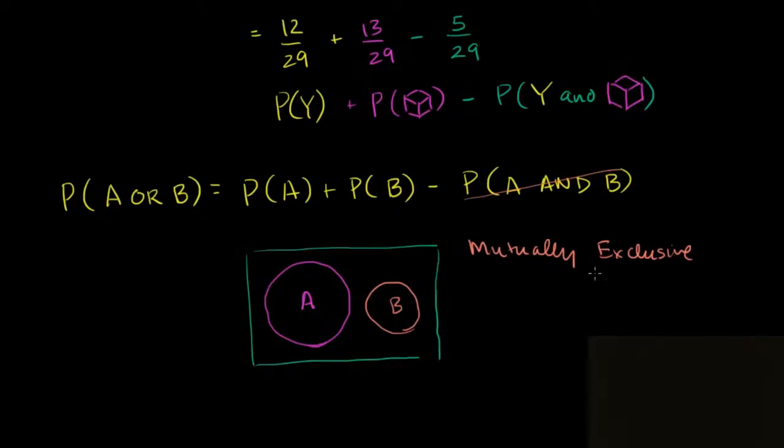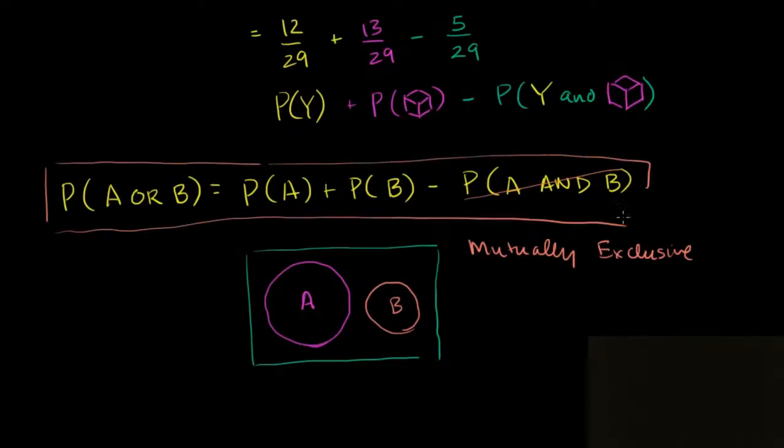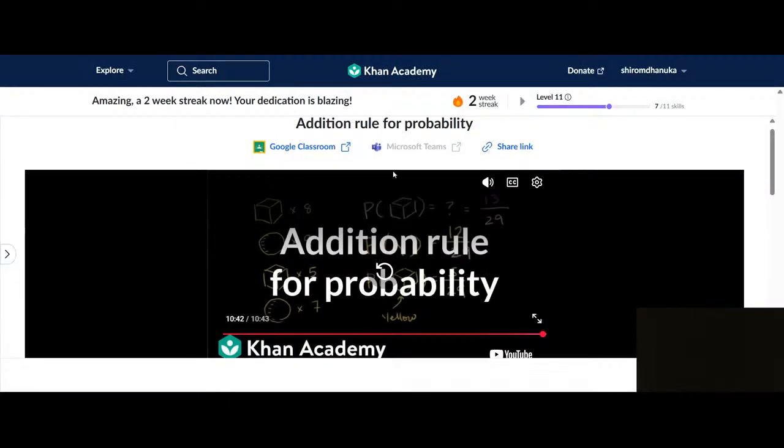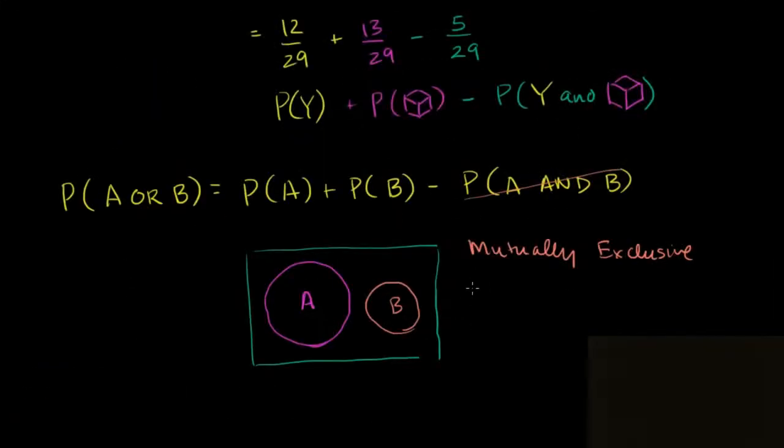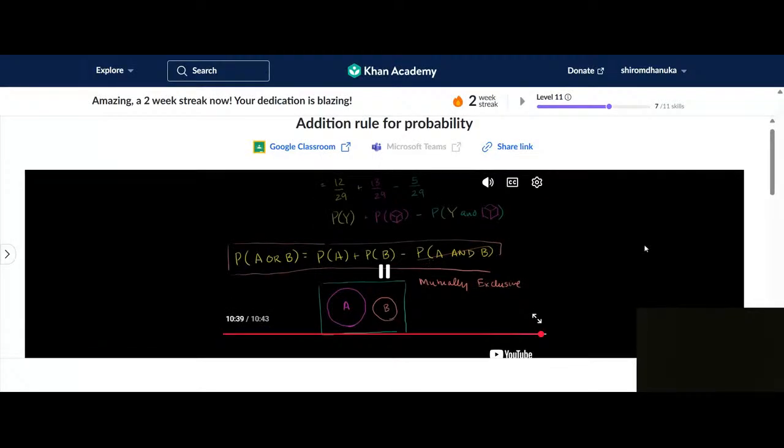And if things are mutually exclusive, then you can say the probability of A or B is the probability of A plus B, because this thing is 0. But if things are not mutually exclusive, you would have to subtract out the overlap. And probably the best way to think about it is to just always realize that you have to subtract out the overlap. And obviously, if something is mutually exclusive, the probability of getting A and B is going to be 0.